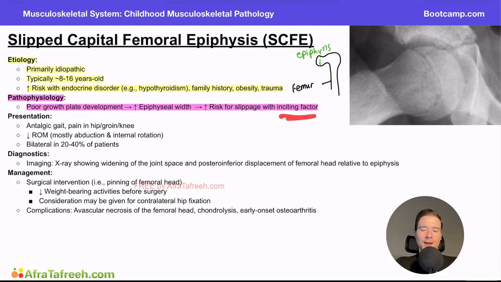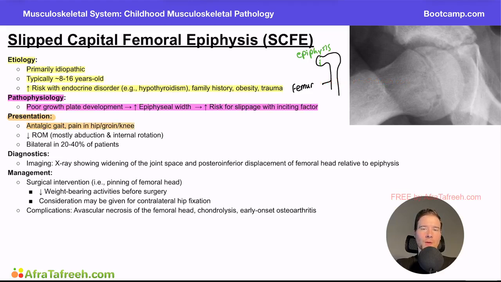So again, patients will have an inciting factor. They'll often have one of these things up here, in addition to the poor growth plate development and increased epiphysis width, which ultimately leads to slippage of the bone itself. Now, if we think about the presentation, these patients will often present with an antalgic gait and pain in the hip, groin, or knee. And this is really important.